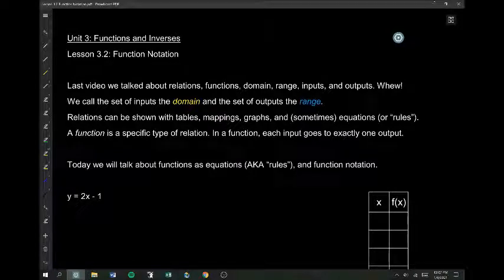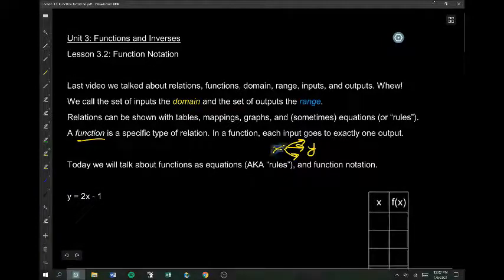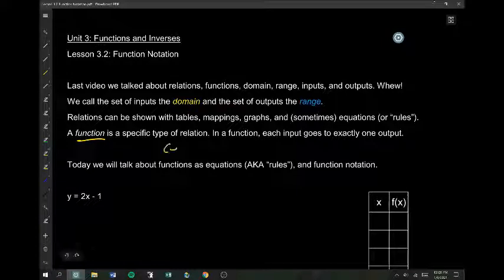So remember that a function is a specific type of relation where each input goes to exactly one output, and it can't go to more. If it goes to multiple outputs, it's not a function. So at some level, a function is just an idea of certainty. I know with certainty that if you give me one input, I can give you one output. For any input, there's just one output. So today we'll talk about functions as equations, also known as rules, and about this thing called function notation.